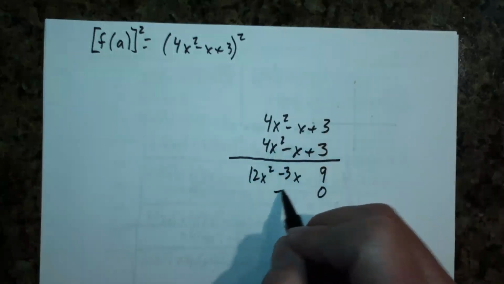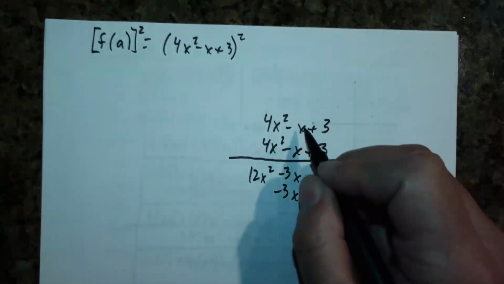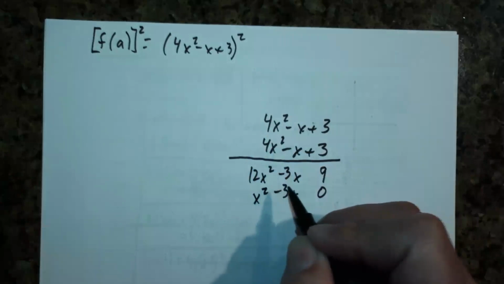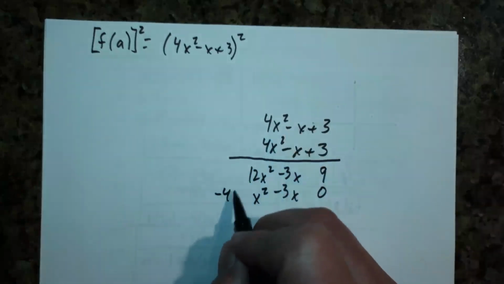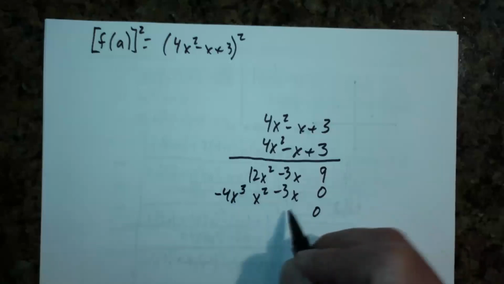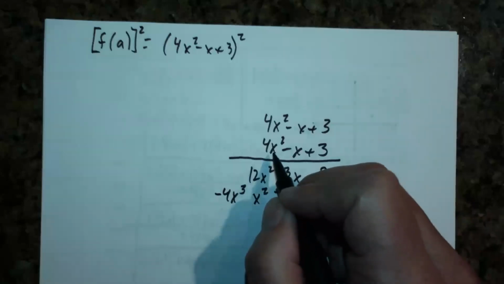Negative x times 3 is negative 3x. Negative x times negative x is a positive x squared. Negative x times 4x squared is negative 4x to the 3rd. Put down 2 placeholders. Start again.